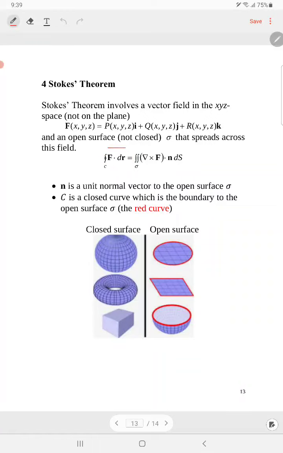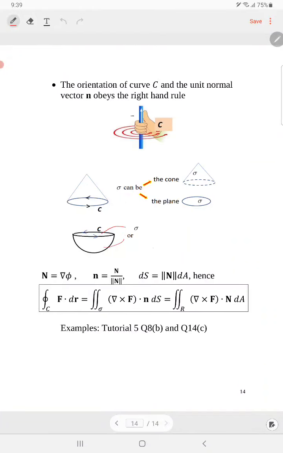We are still on Stoke's theorem, but today I'm going to show you an example of solving a line integral by using Stoke's theorem, which means that instead of evaluating the line integral, we're going to evaluate the surface integral. So the integral of F dot dr over the closed curve C is equal to the integral of del cross F dot the unit normal vector n over the open surface sigma.